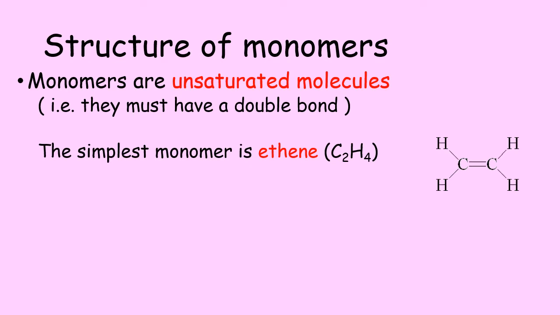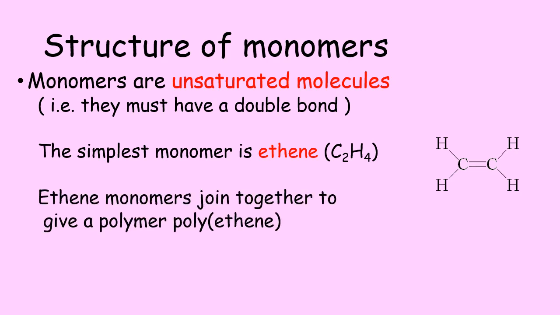The simplest monomer that can be used is ethene, C2H4, as shown in the diagram. When ethene monomers join together to form a polymer, what we call it is polyethene, sometimes shortened to polythene. But polyethene.